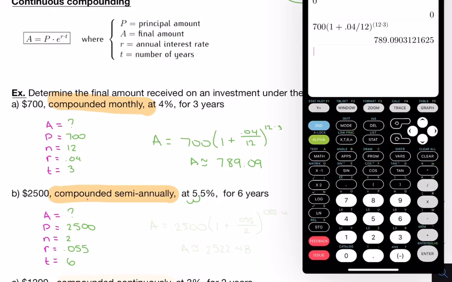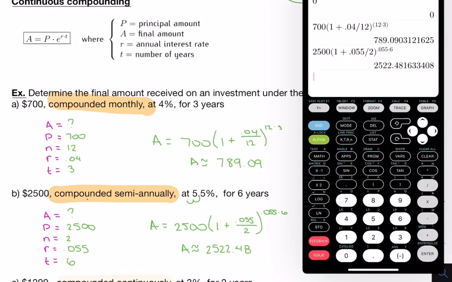So we know that since it has N, we're compounding semi-annually, like it said, so we're using the compound interest formula. And now we're just going to plug everything in. So A is equal to 2,500 times 1 plus our rate, 0.055, all over 2, raised to the 2 times 6. Alright, so we get that A is approximately equal to $2,522 and 48 cents. Look at that, not bad.